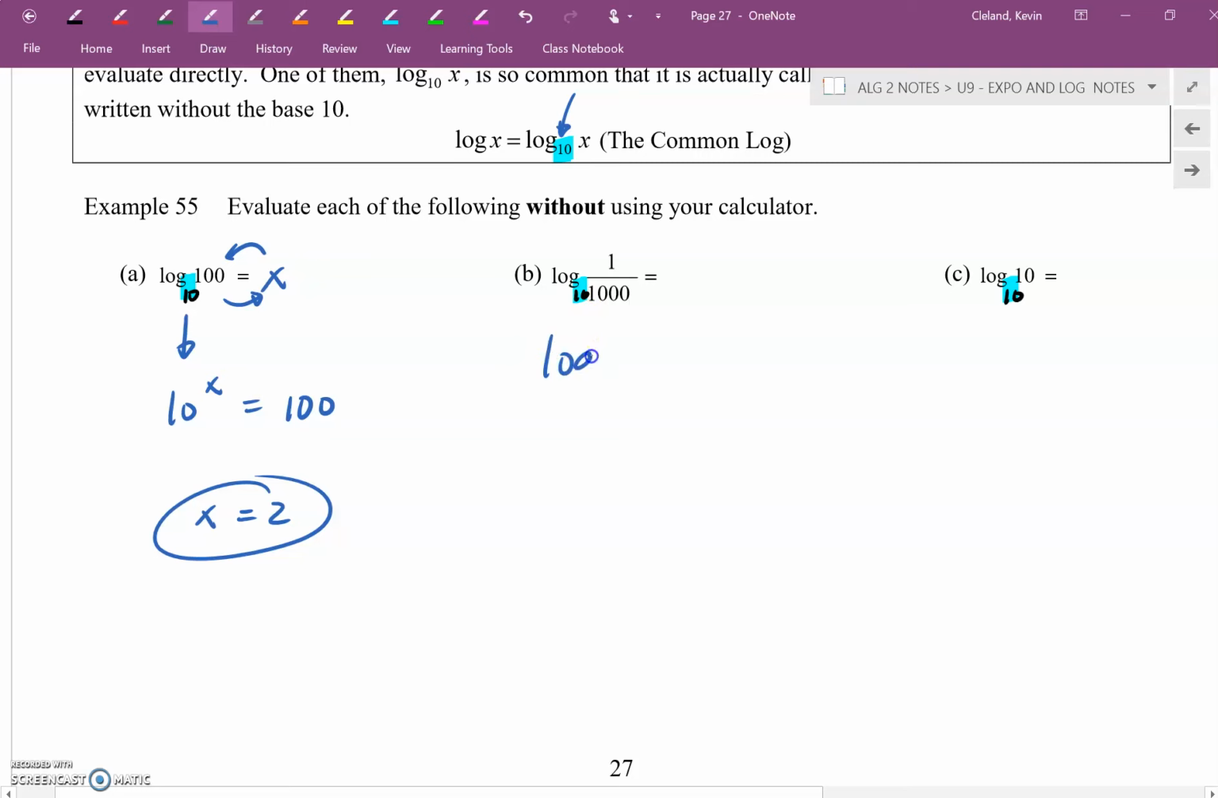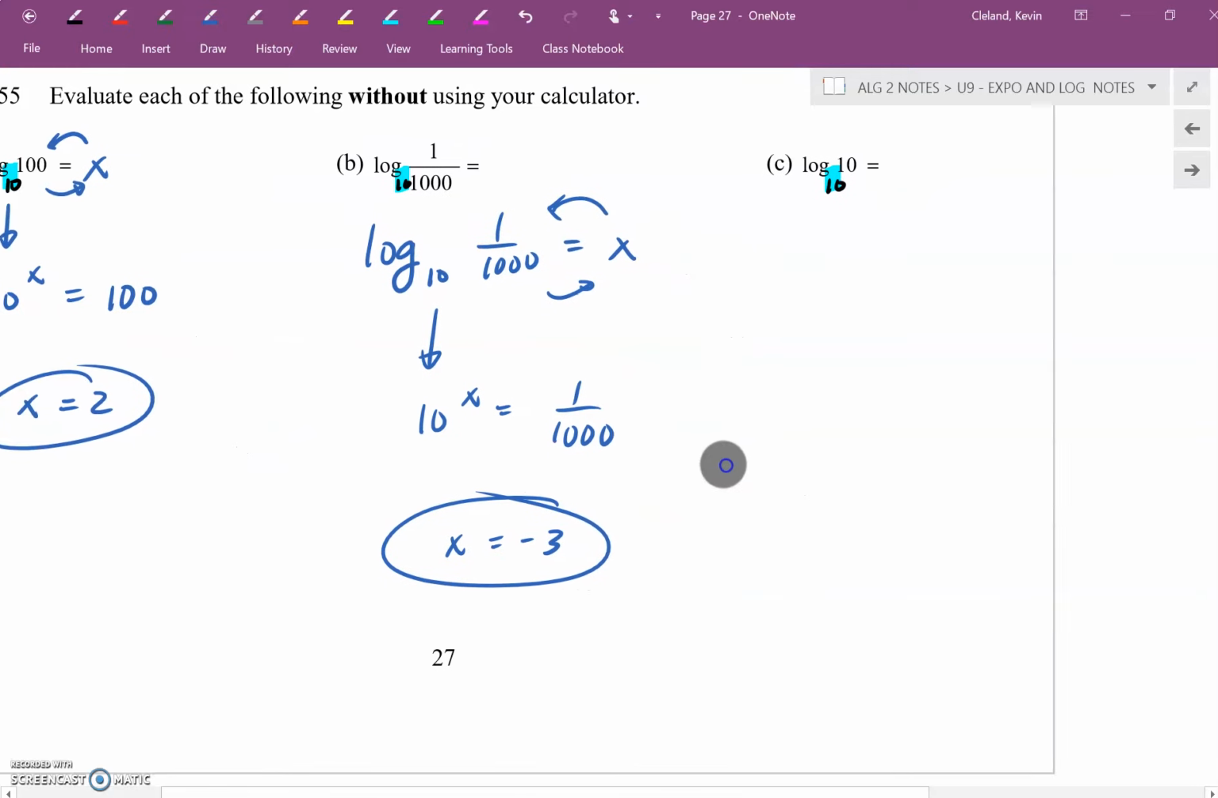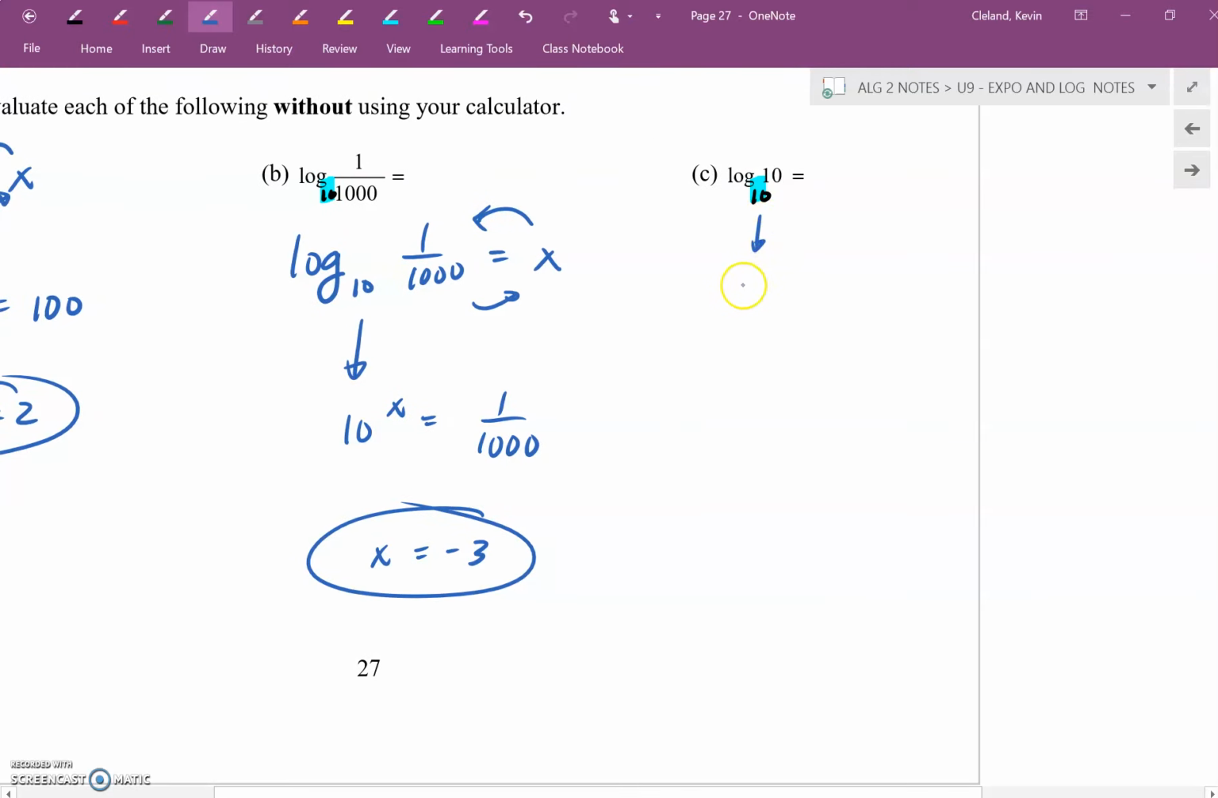Here, let's just rewrite this a little neater. Log base 10 of 1/1000th equals x. Bring down your base. Switcheroo. 10 to the x is 1/1000th. Well, 10 to the third power is 1,000, so this must just be 10 to the negative third power. So x is -3. And then lastly, bring down your base, insert your variable, switcheroo, 10 to the x equals 10. Oh, well, anything to the first power is itself, so x would just be 1.